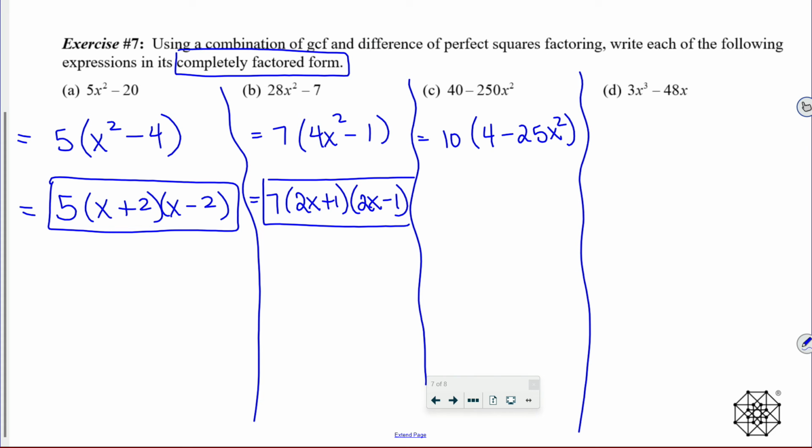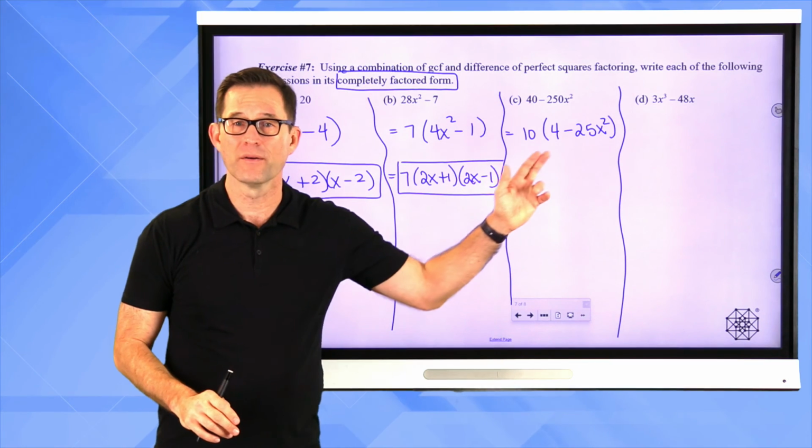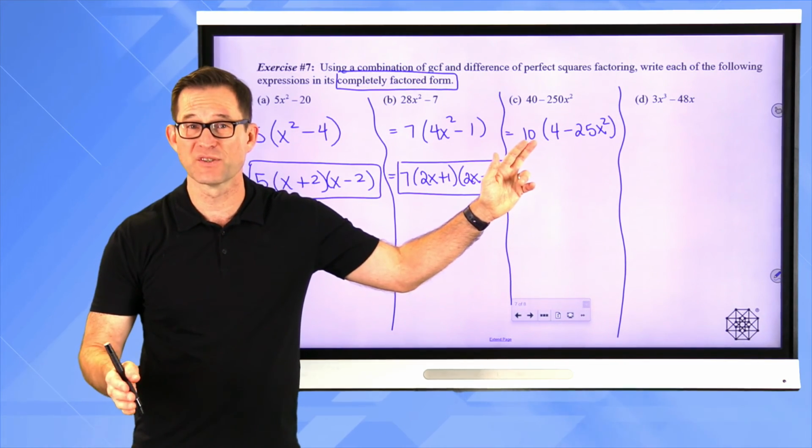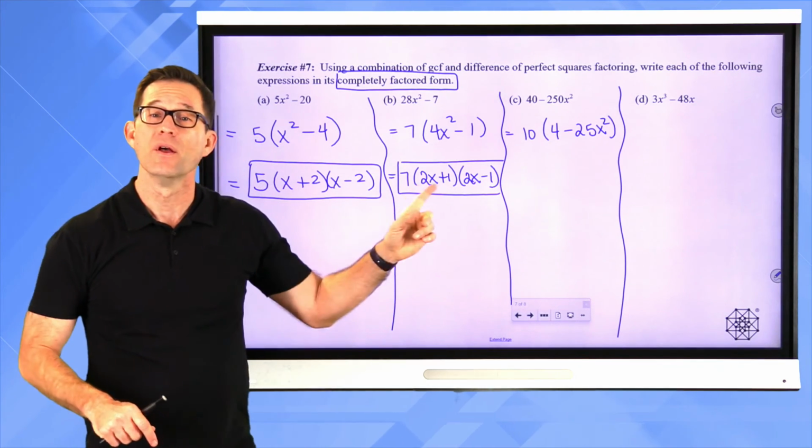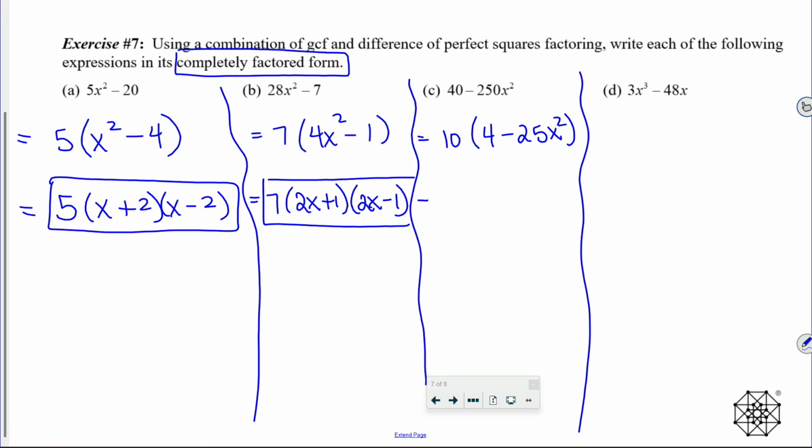And I like that because both the 4 is a perfect square, it's 2 times 2, and the 25 is a perfect square, it's 5 times 5. So, making sure I don't lose the 10, right, I can rewrite this as 2 minus 5x times 2 plus 5x.